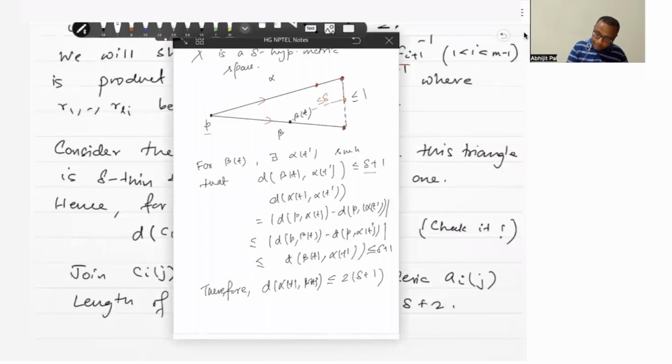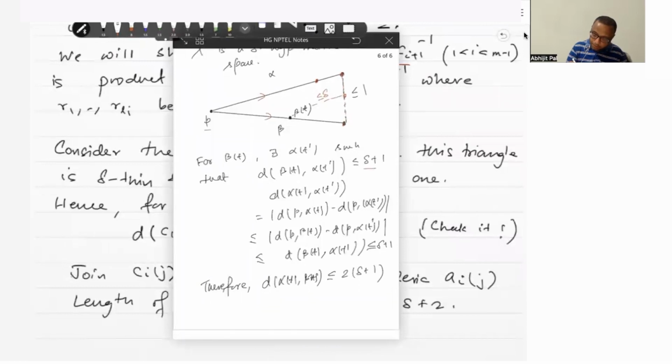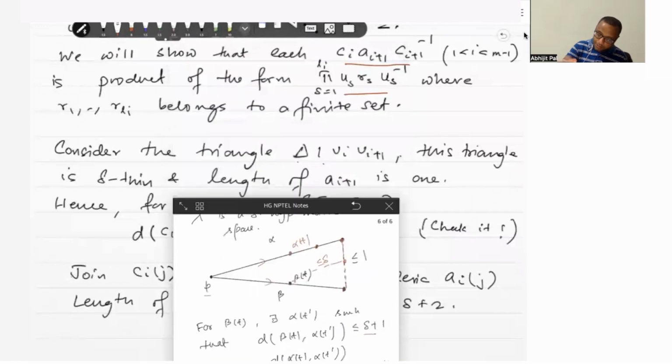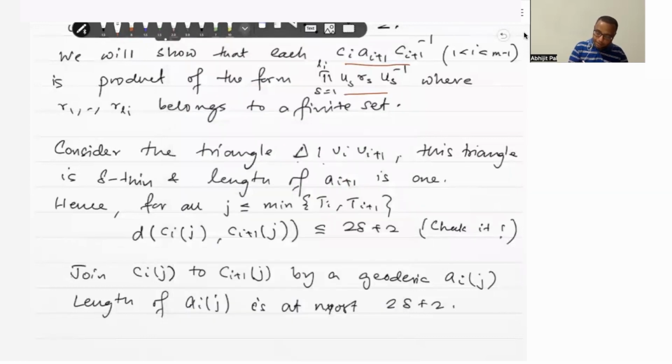And now, using triangle inequality, you can prove that the distance between alpha t and alpha t prime will be at most delta plus 1. And now if I take alpha t here, this is my beta t. The distance between alpha t and beta t is less than or equal to 2 times delta plus 1. So using this, we can prove here that the distance between Cij and Ci plus 1 j will be less than or equal to 2 times delta plus 1.